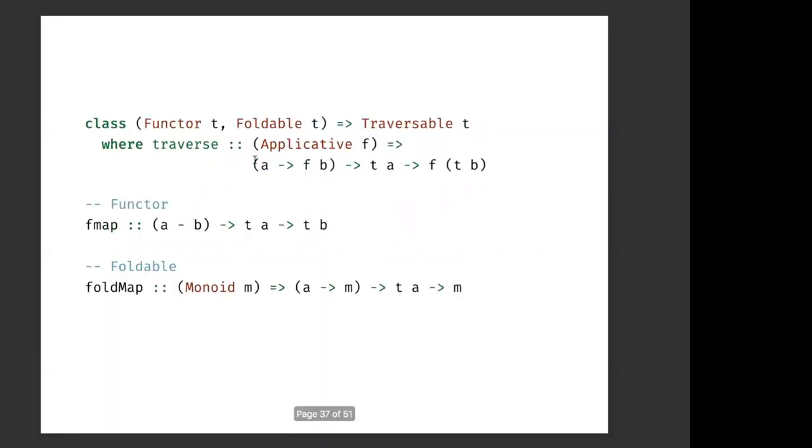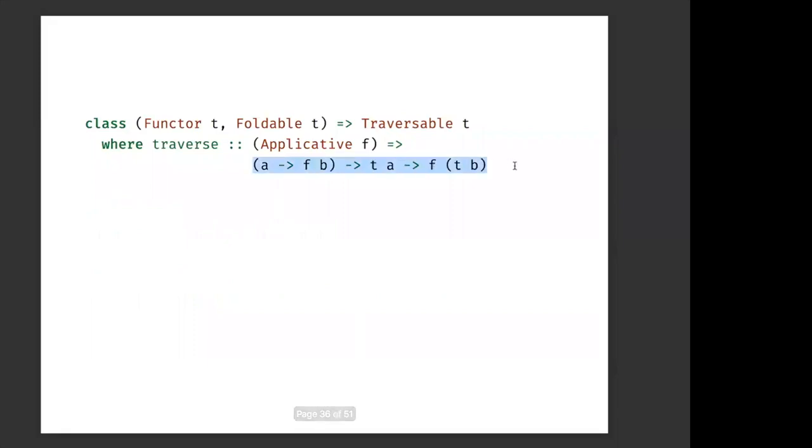If you go back to traverse, if you look at this thing, if you had A to F of B and a T full of A's and T was just functor, the only thing you do with functor is map over it, right? So if you map over the T of A's with this effectful function, you would just end up with a T of F of B. You wouldn't get the F of T of B.